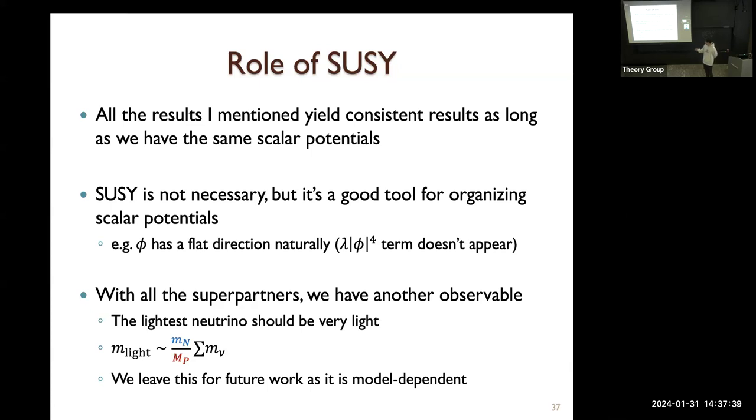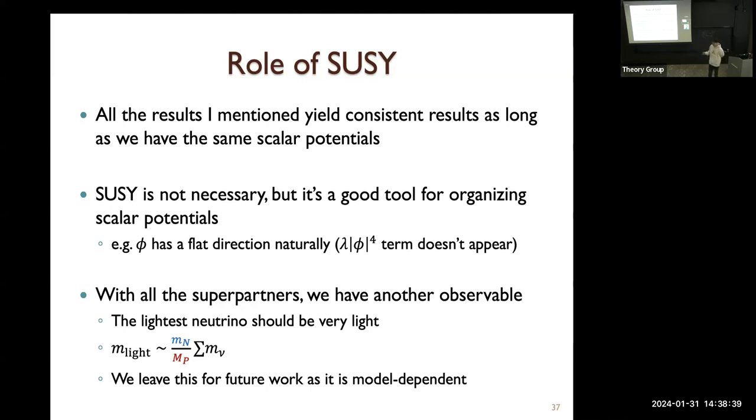With our superpartners, we actually have another observable, which is that the lightest neutrino should be very light. Very light means there's a separation with M_N over M Planck. So the total neutrino mass is almost negligible because this is 10 to the minus 16. Sorry, I got lost. Why? That is a little complicated. If there are all the superpartners, then the neutrino doesn't only mix with the right-handed neutrino N. There's another superpartner of phi that also has a Dirac mass with the active neutrino. So you say there are additional neutrino species, and there's always one almost massless. Yes, without the Planck suppressed term, the mass matrix determinant is zero, so one of the neutrino masses should be exactly zero. But with this Planck suppressed term, we get a very small neutrino mass.